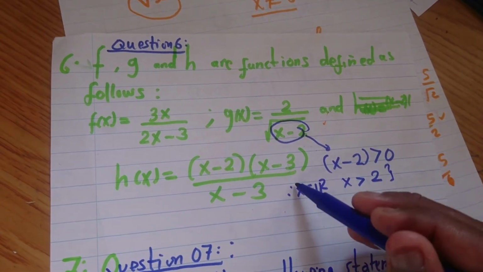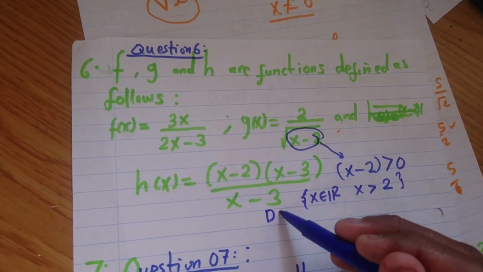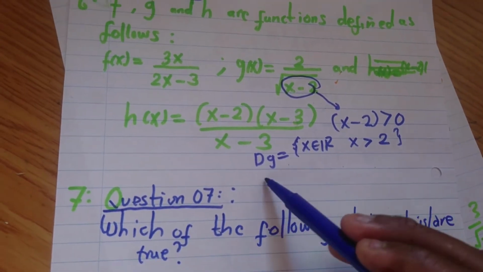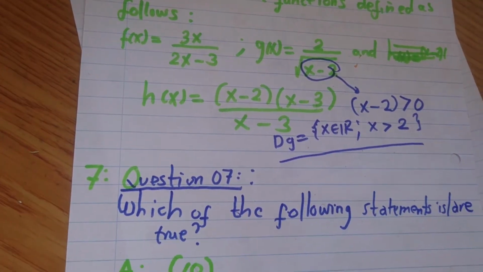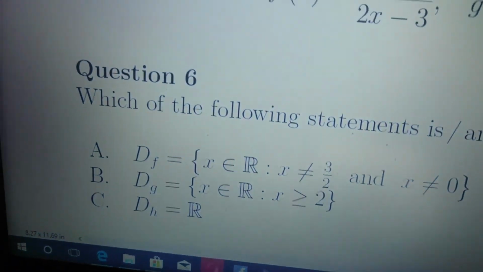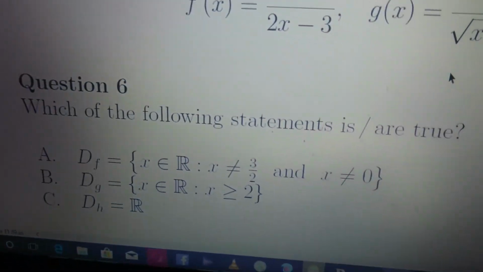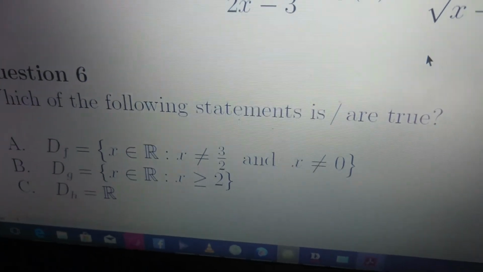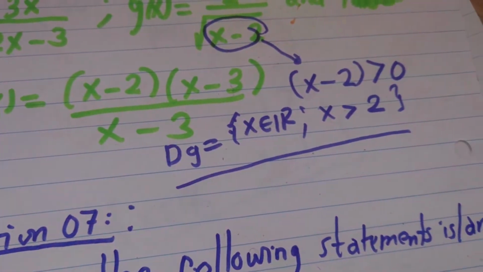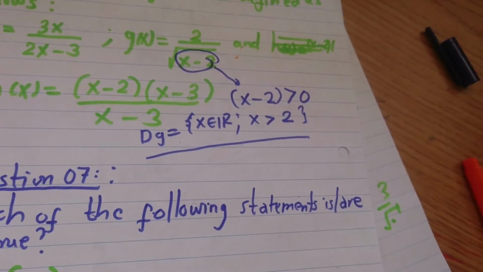You can put your curly brackets, and say domain of g equal to. Done already. That's all. So we go to the options. You see the options? The option is not true, because this option has x greater than or equal to 2, which is not true. It has to be greater than, according to the trick I've given you.